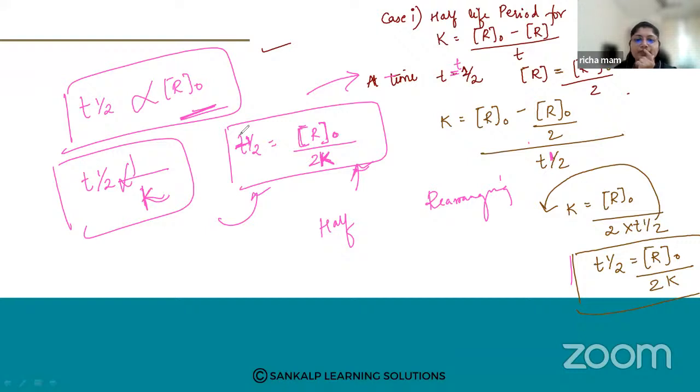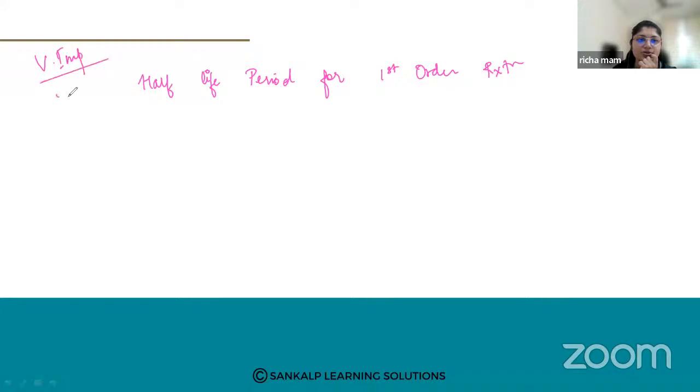Okay, fine. So this was case one, where we found the T half, that is the half-life period of the zero order reaction. Next is case two, where we are going to find the half-life period for first order reaction. Got it? Mark this as important for 2 marks. A question can be asked: derive the half-life period for first order reaction.